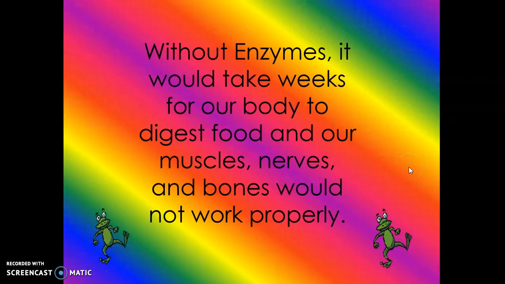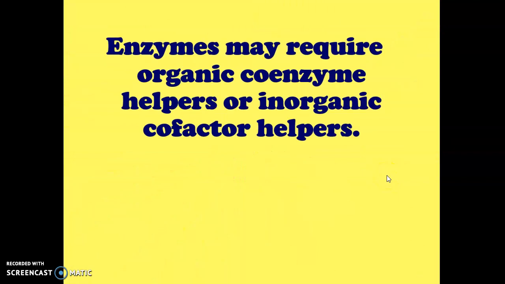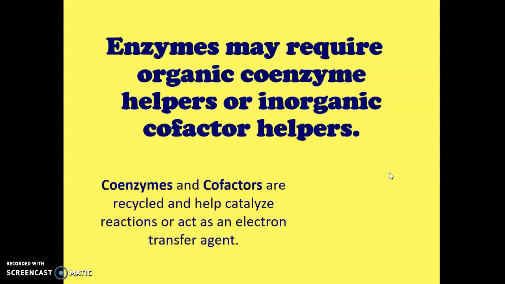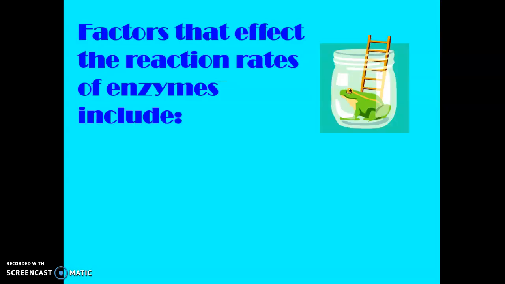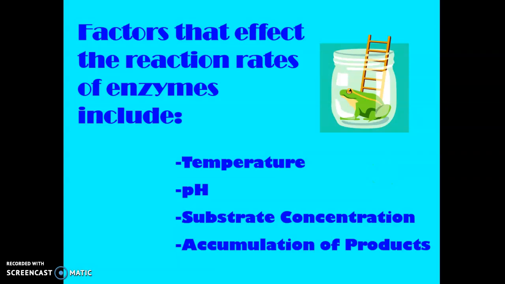Now, without enzymes, it would take weeks for our body to digest food. Our muscles, nerves, and bones would not work properly. They're very important. Now, they may require coenzyme helpers and cofactors to help them. And here are factors that can affect the reaction rates of enzymes: temperature, pH, the substrate concentration, or accumulation of products. If there's just too much product, it may not react as fast.